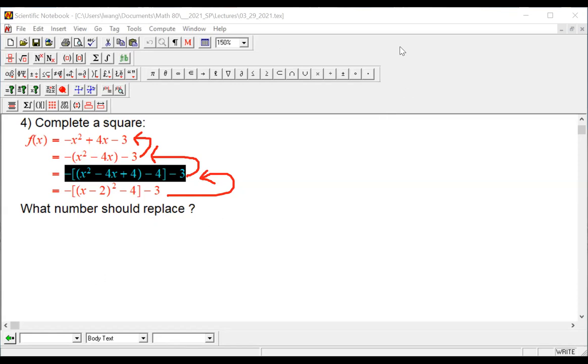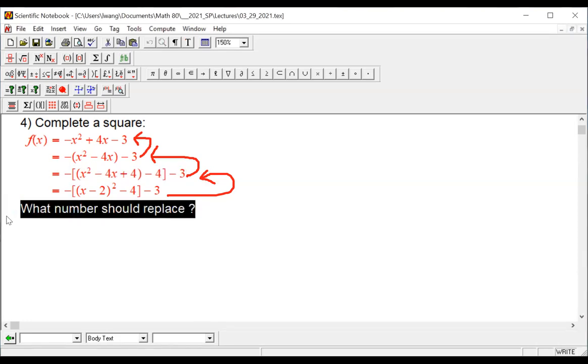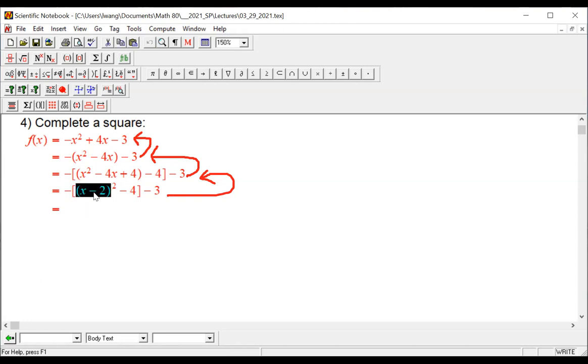Okay, so now we're gonna complete the work. Almost, we are almost there. Okay, equal. What I'm gonna do is take this negative sign and multiply this piece by the negative sign. I still keep the perfect square there, and multiply the negative sign with -4. That's gonna be a +4.